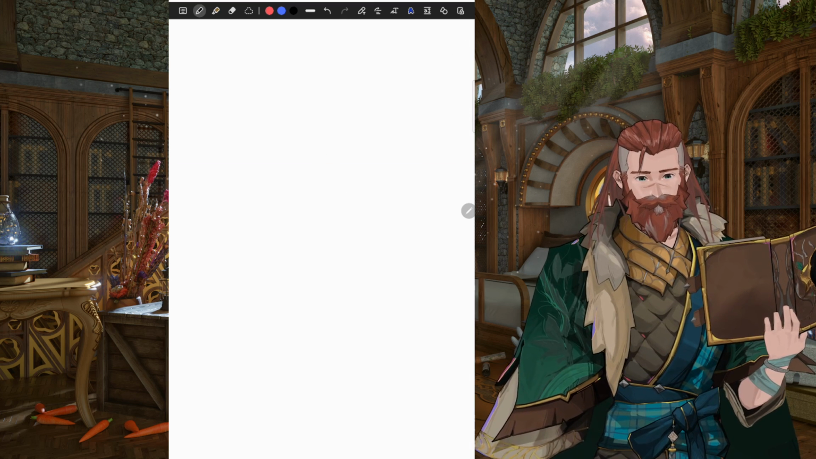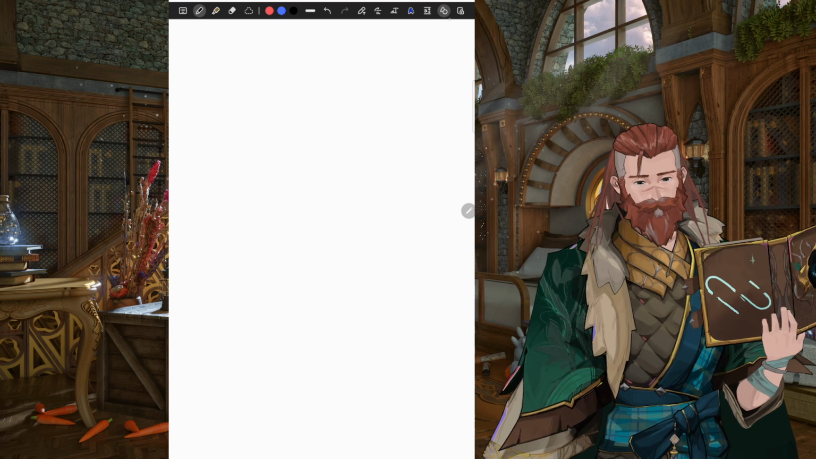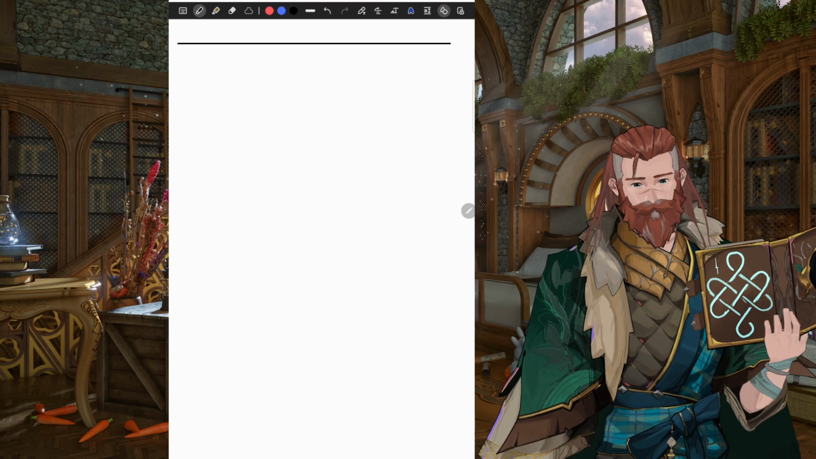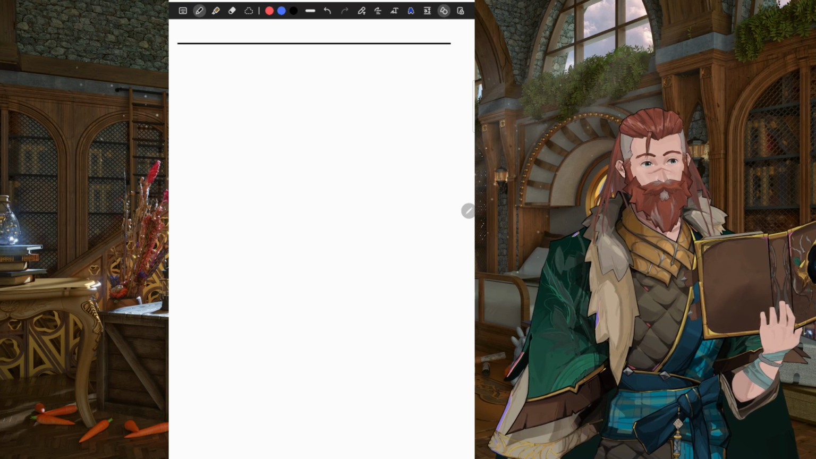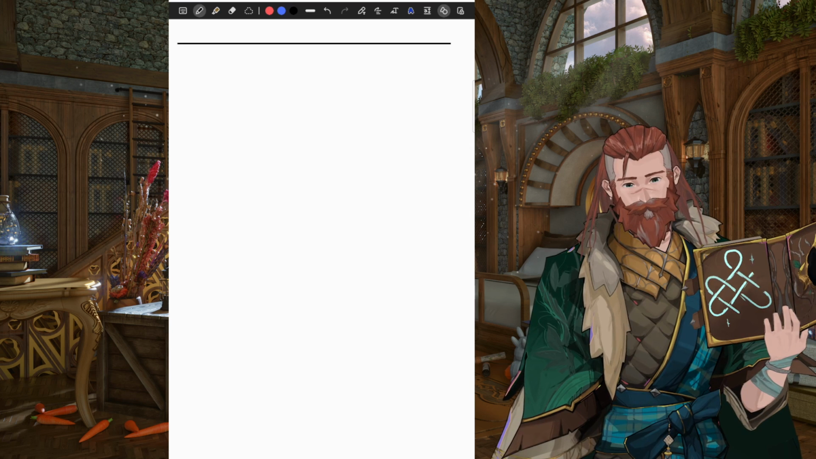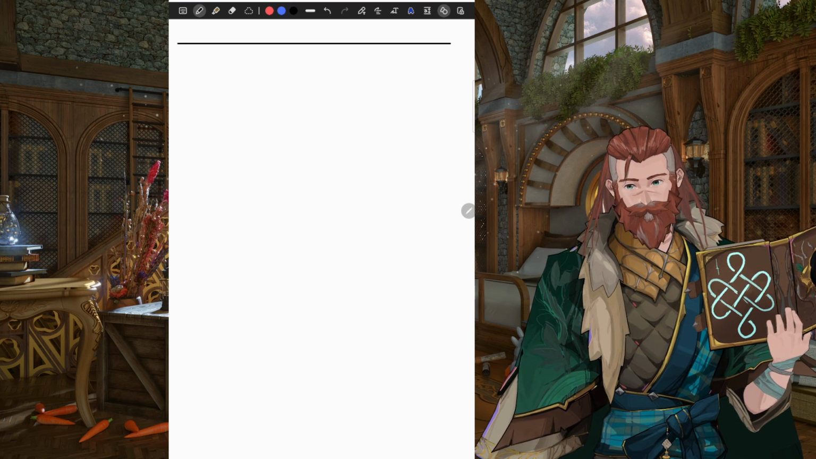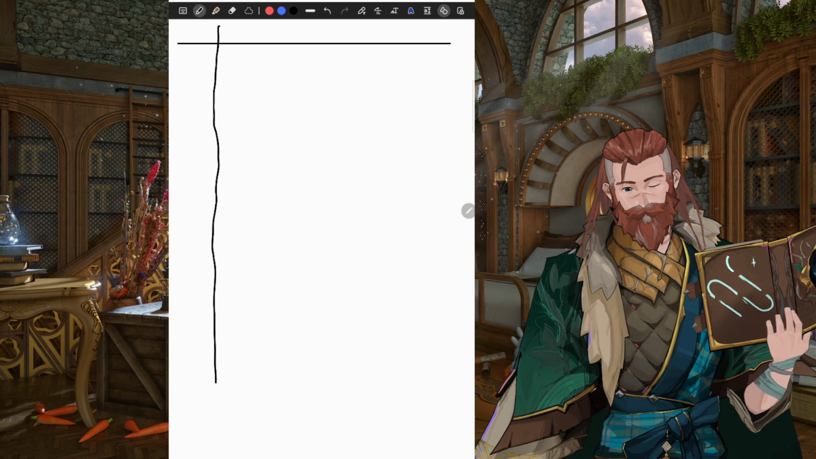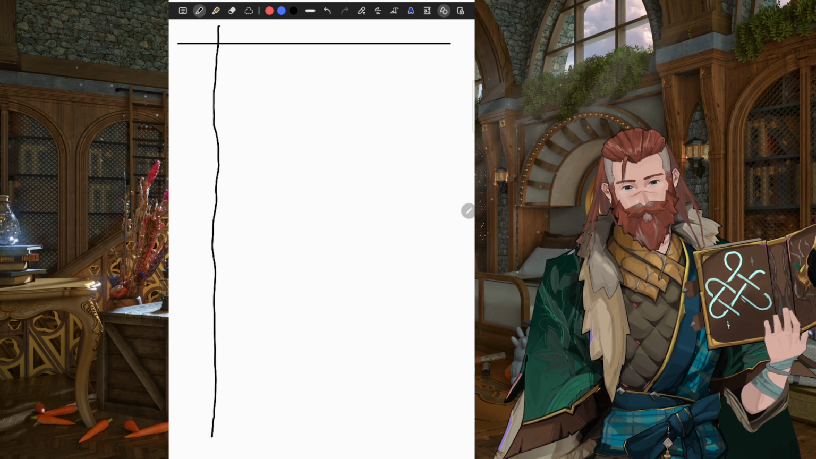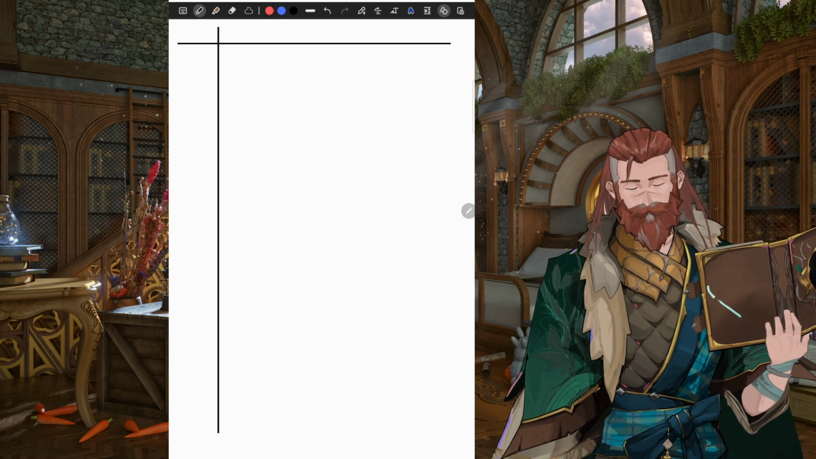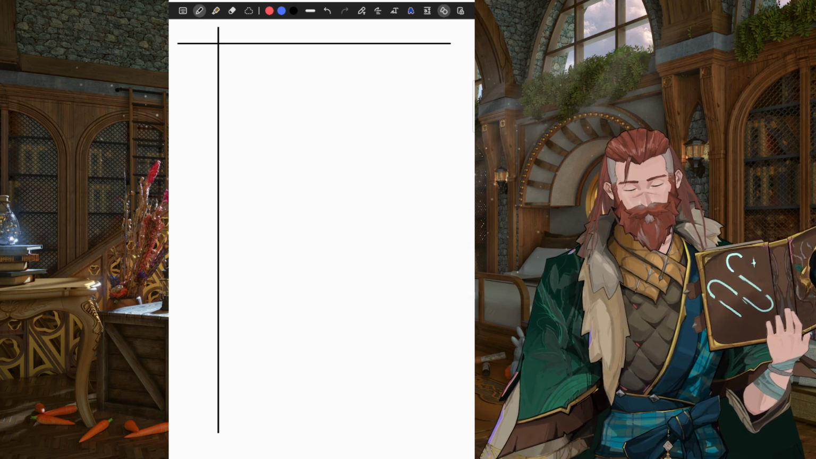No, that's not gonna do it. Hey, figured it out. Let's go. That's not that space.